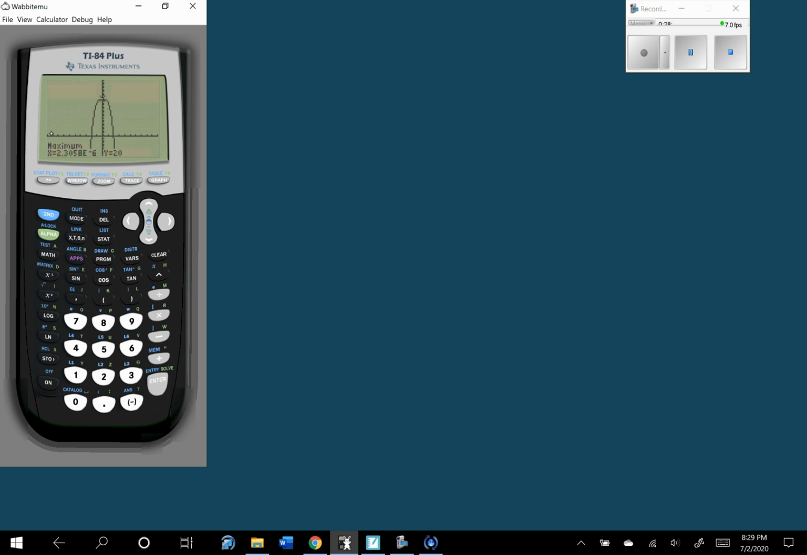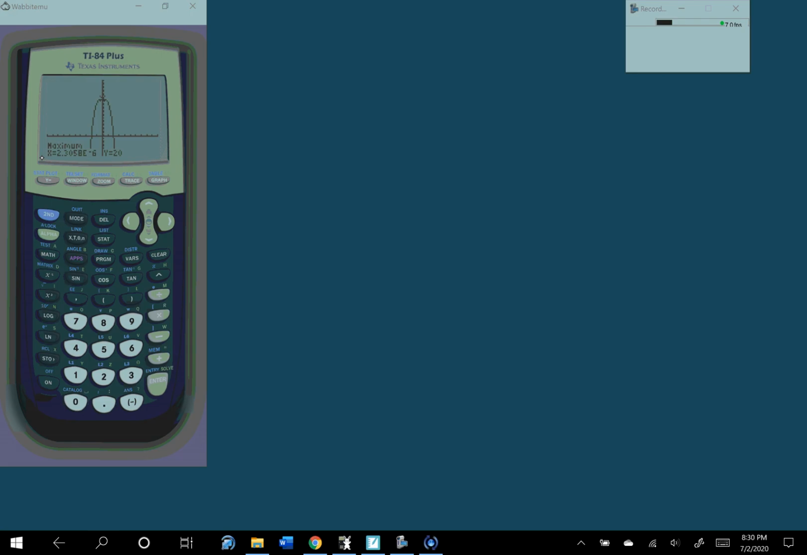Notice that the maximum says 2.3058 e to the -6. Well, we'll look at where it's at. E to the -6 means times 10 to the -6. That means you would be taking this decimal place and moving it to the left 6 times. Sometimes the calculator does that instead of writing 0, just the way that it happens. And so really this is just 0 and 20.